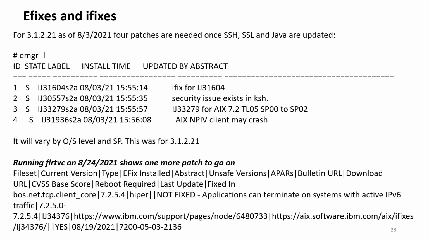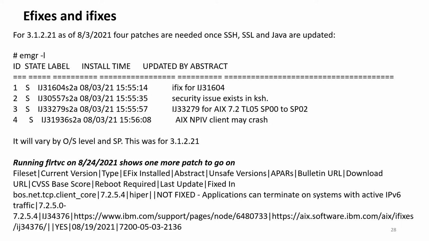And this is an example here of what you need on 3.1.2.21 as of August 3rd this year, after I updated SSH, SSL and Java. As time goes by, there'll be more of these, but the most important one right now is this IJ31936, which is where an AIX MPIV client may crash.